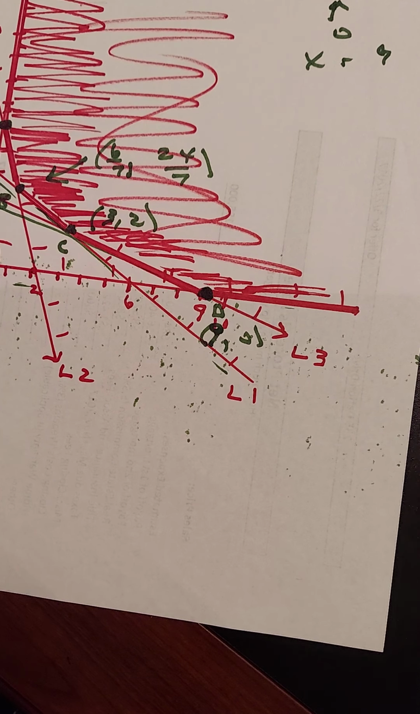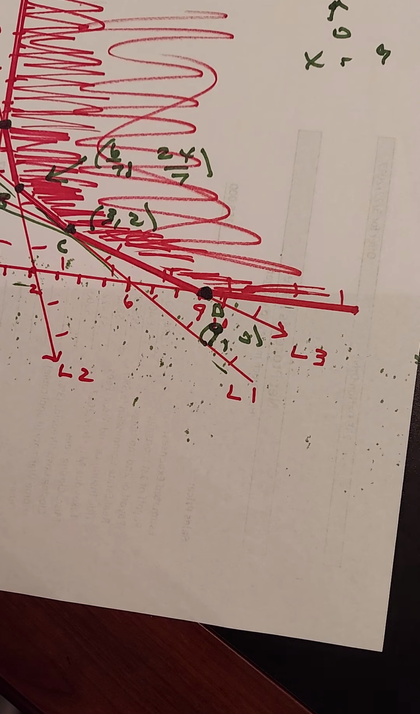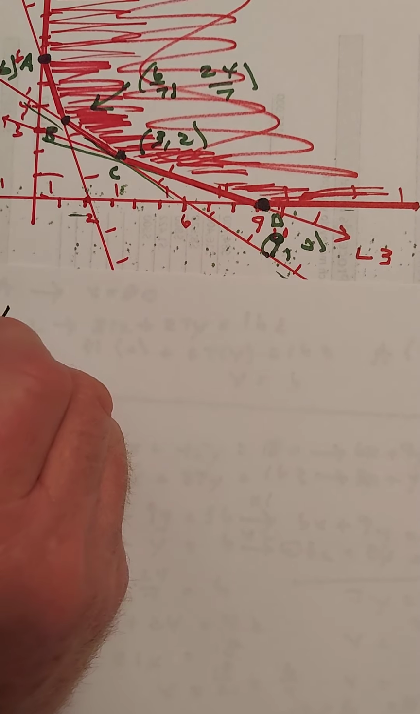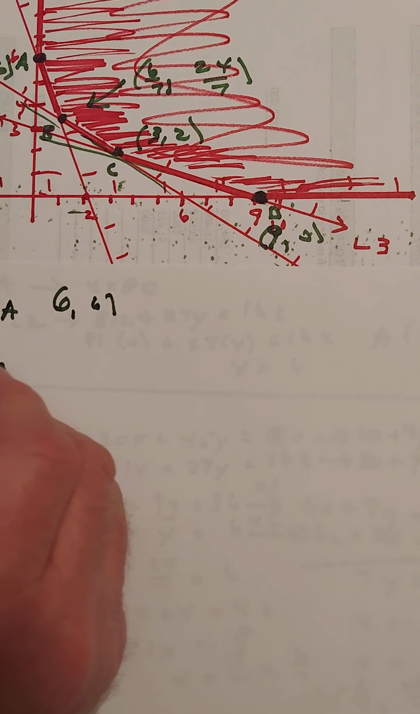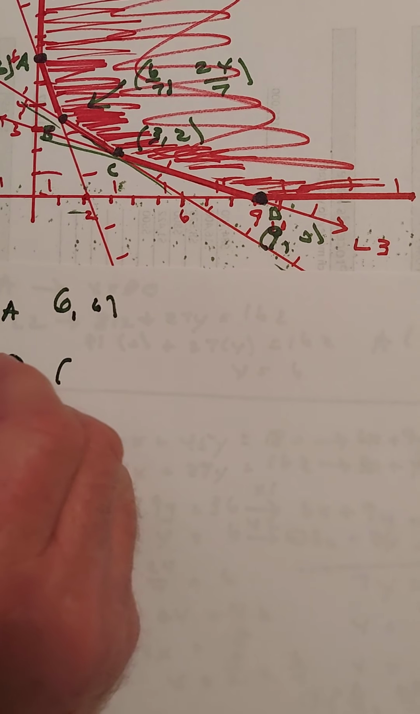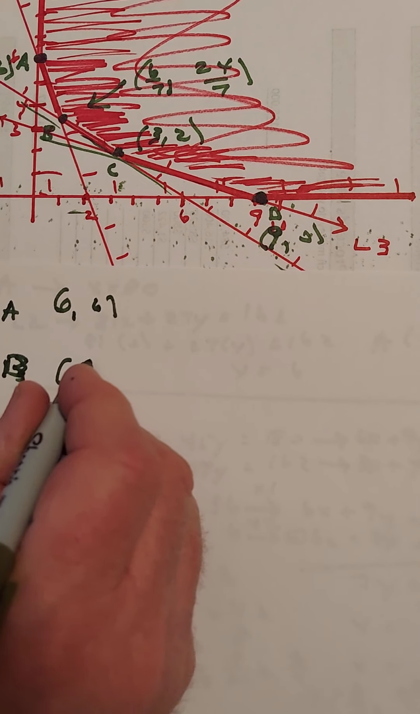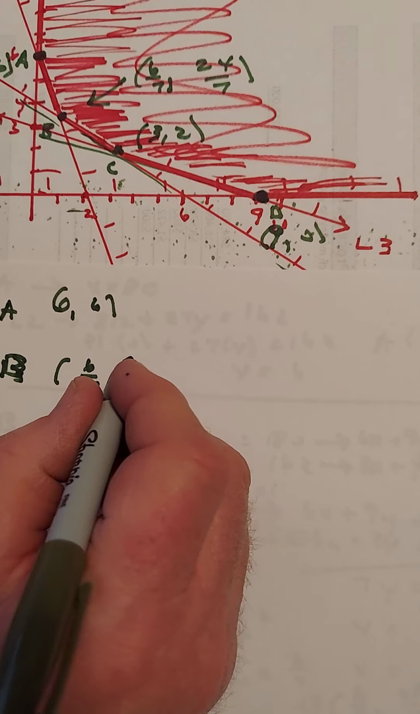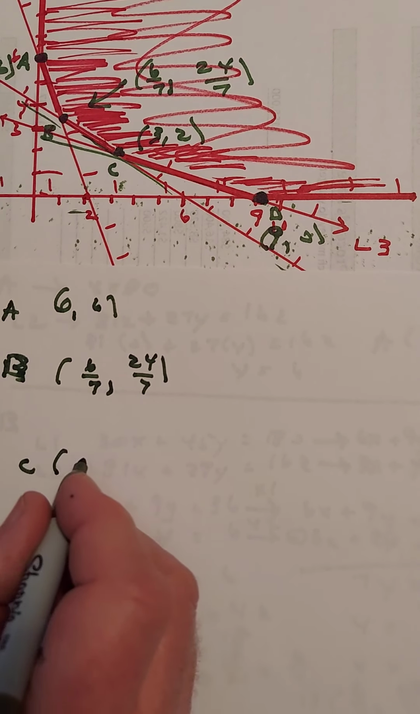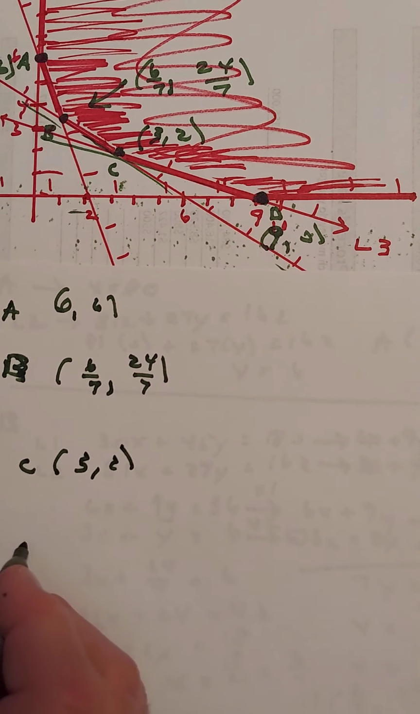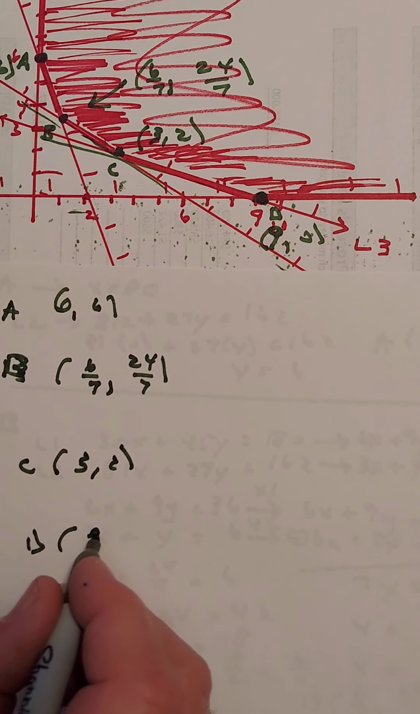Okay, this is getting a little longer than I wanted it to be, so let's get it finished up. So, my vertices. A was at 0, 6. B was 6/7, 24 over 7. C was at 3, 2. And D was at 9, 0.